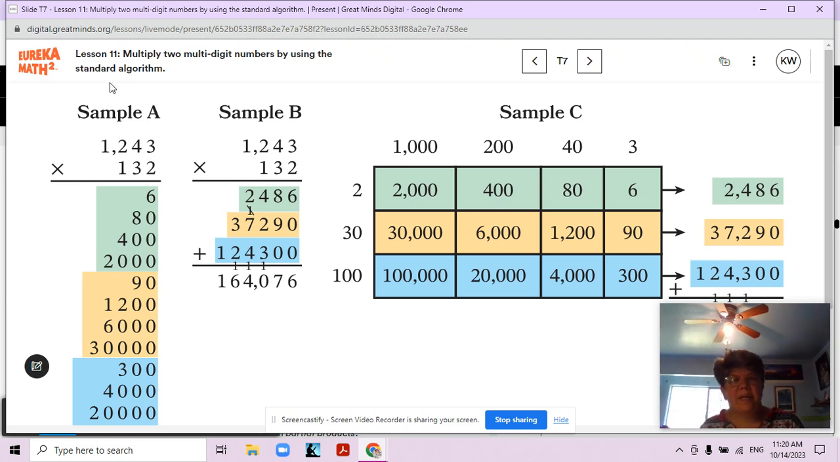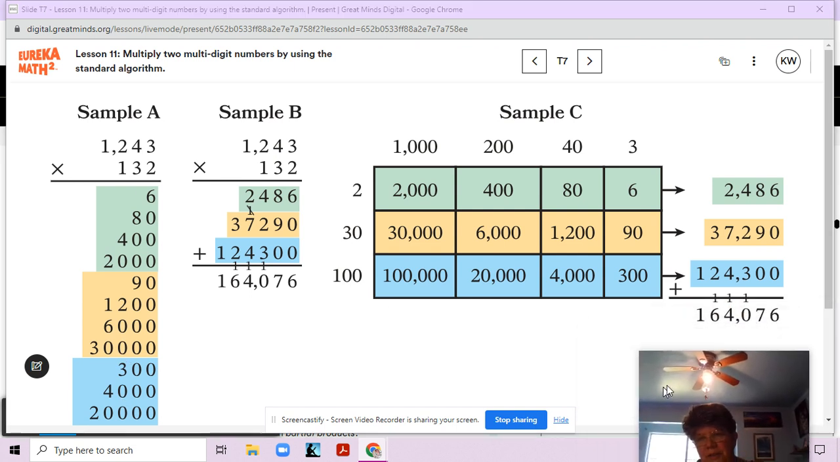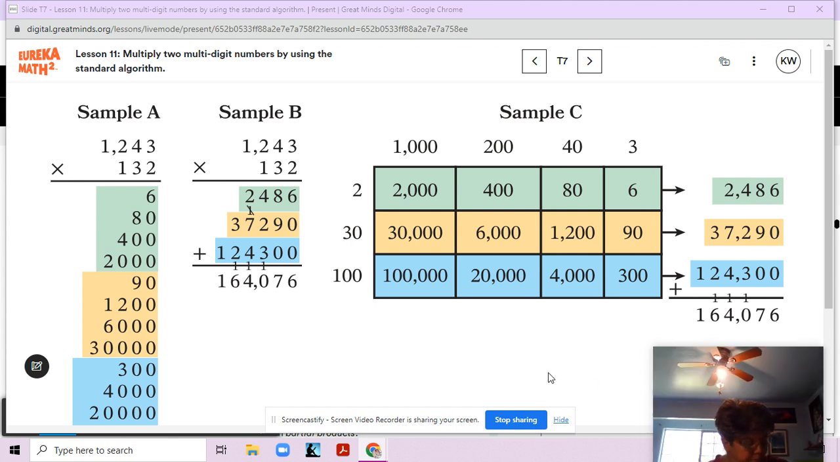As you can see, we have 3 different samples here in front of us, and it's 3 different methods. This is the standard algorithm right here, and here is the area model, and here is the partial products, okay? So we're just going to compare the 3 of those today and look at the different ways of using it. So first, let's look at our standard algorithm right here, sample B.